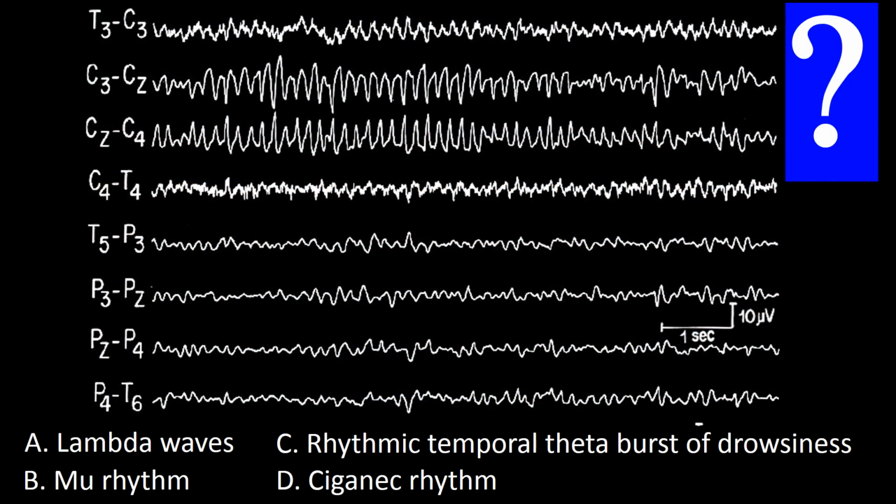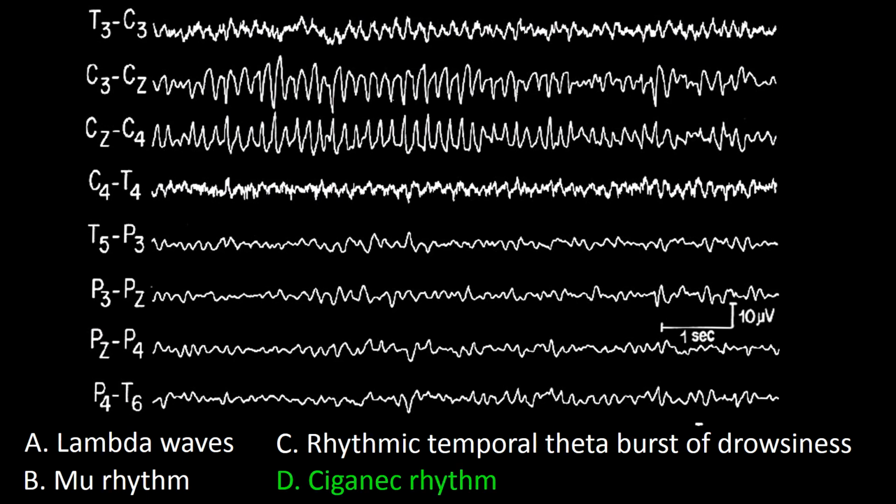Please take a look at this frame and choose the best answer. A. Lambda waves. B. Mu rhythm. C. Rhythmic temporal theta burst of drowsiness. D. Zeigarnik rhythm. The answer is D.